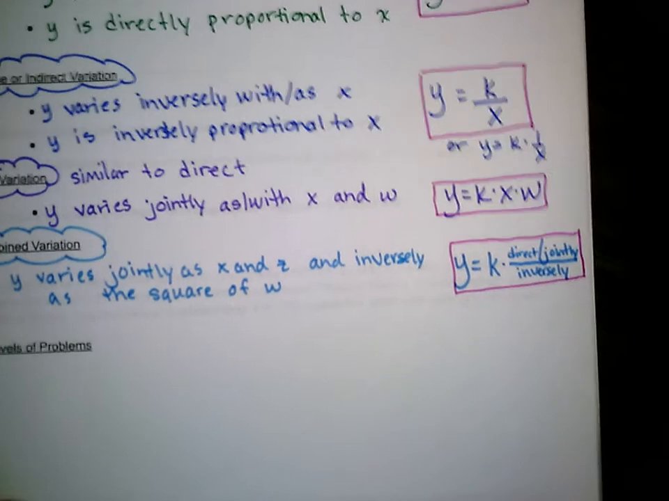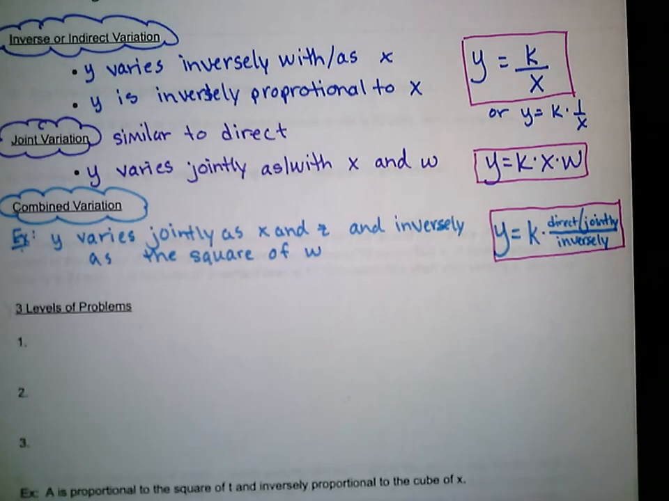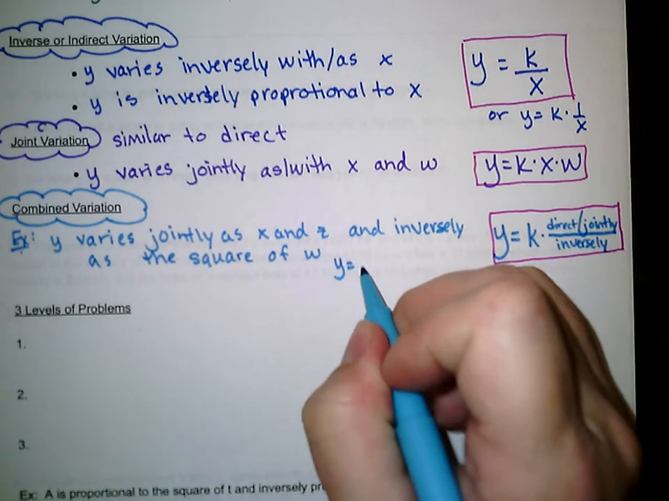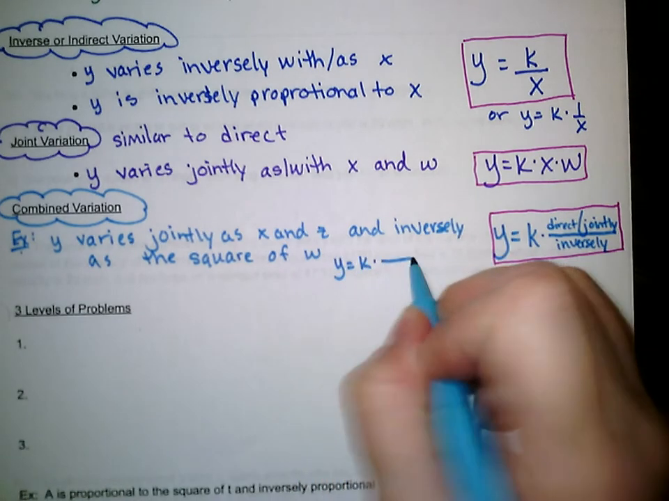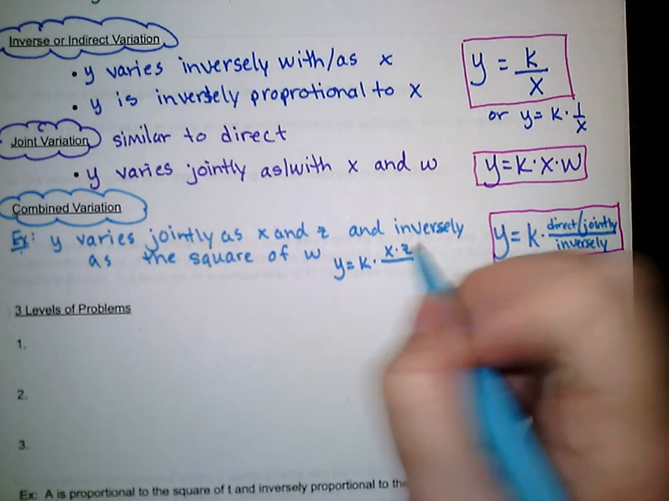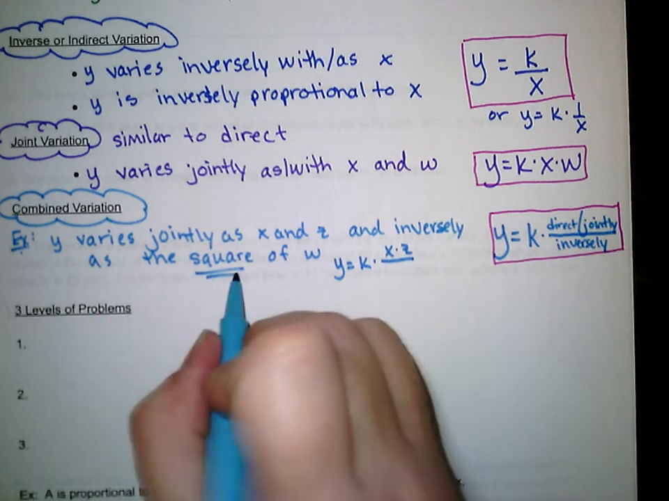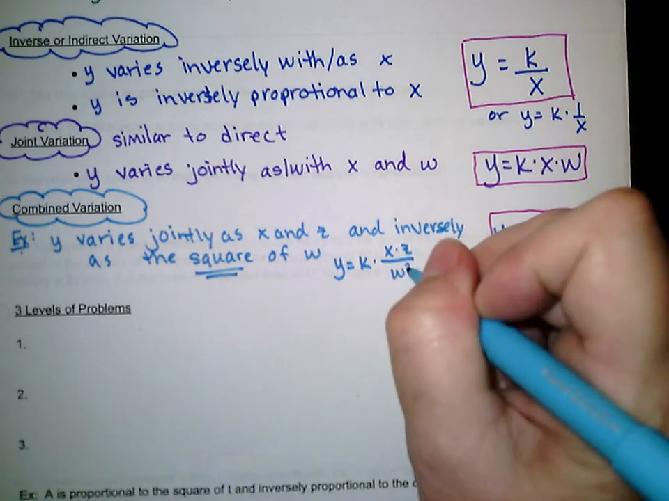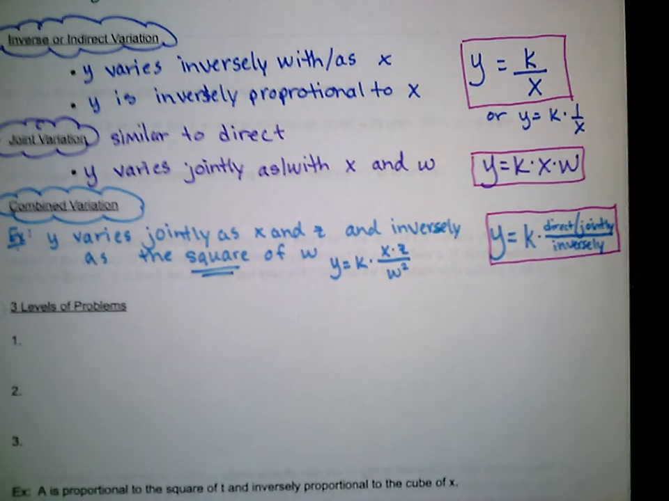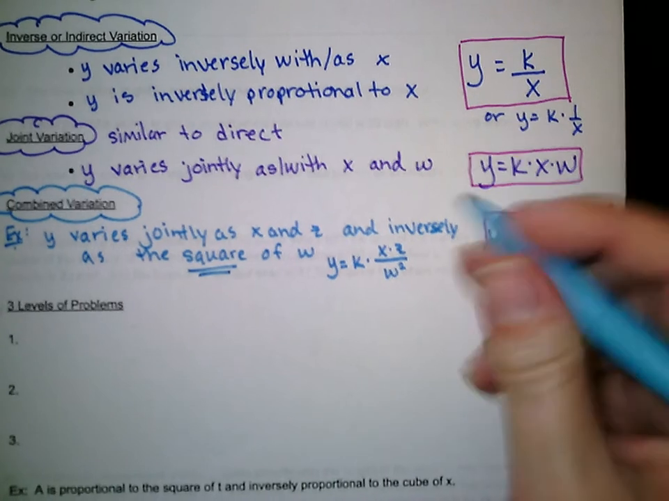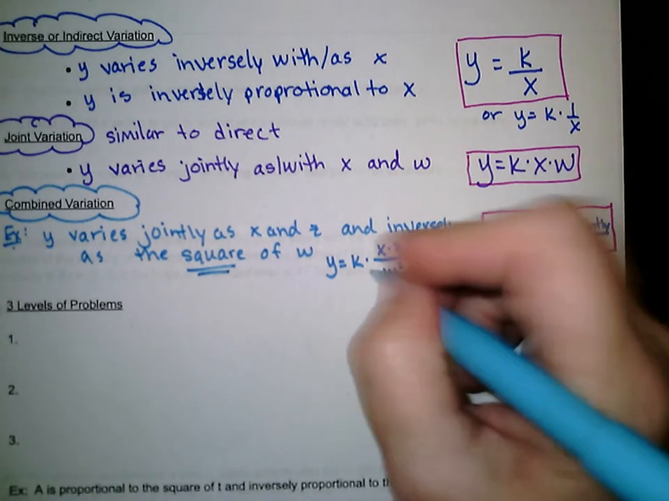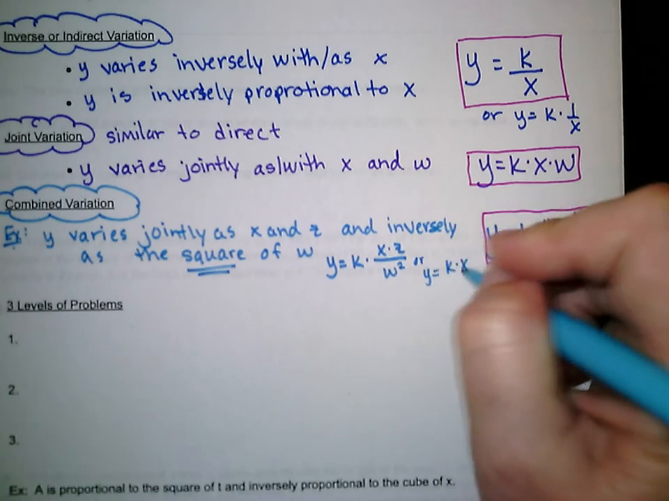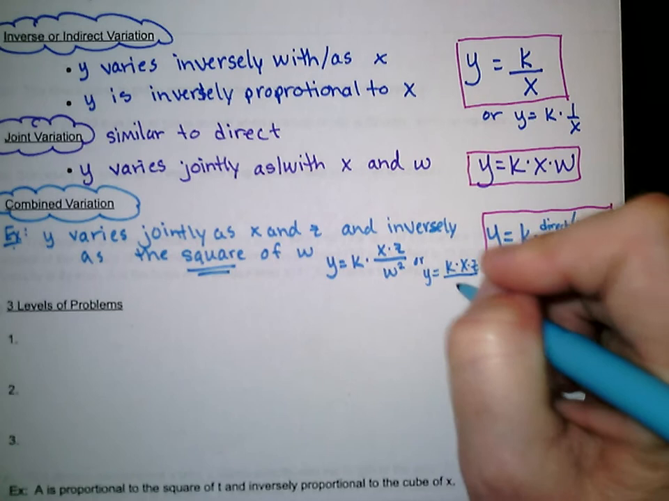Let's get to this specific example we had over here. y varies jointly as x and z, so y equals k times, jointly as in the numerator, x times z, and inversely as the square of w. You're going to want to watch those. The square of w is w squared, not the square root of w. So watch out for that because it gets people frequently. Or we could write it y equals k times x times z over w squared.